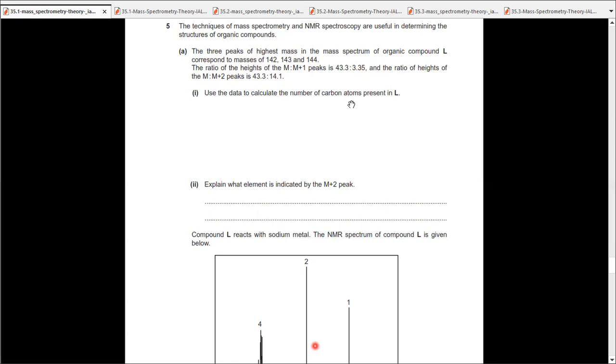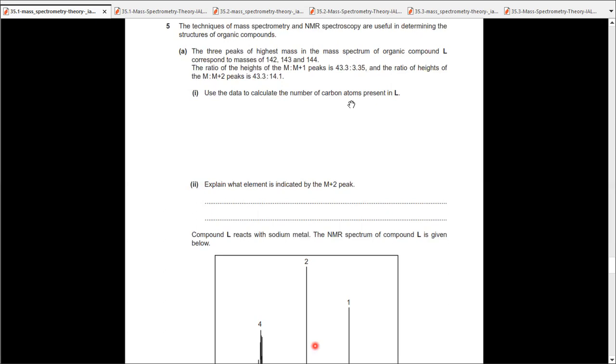Seven. All right. Which one did you do? 43.3 and 3.35? Yes. And you used the same 100 over 1.1 formula, right? Yes. Good. 7. I haven't calculated it, so I'm assuming what you've done is right. Okay, moving on. Part 2.